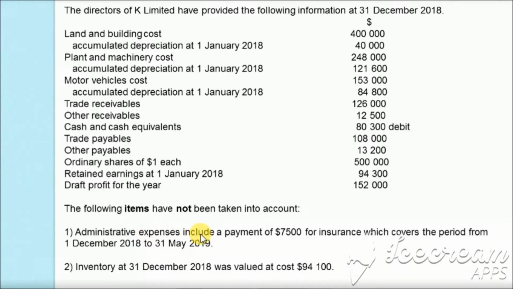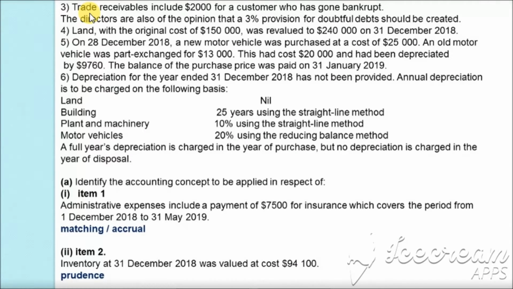First, administrative expenses include a payment of $7,500 for insurance, which covers the period from 1st December 2018 to 31st May 2019. Second, the inventory at 31st December 2018 was valued at cost of $94,100. Furthermore, the trade receivable includes $2,000 for a customer who has gone bankrupt. The directors are also of the opinion that a 3% provision for doubtful debts should be created.